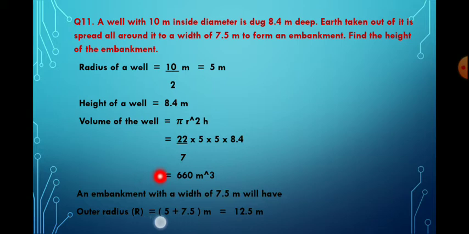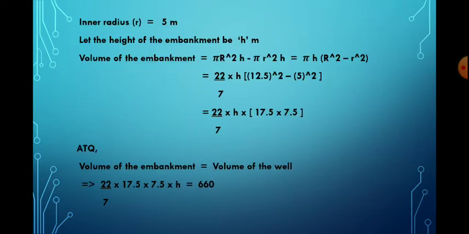An embankment with a width of 7.5 meter will have outer radius, that is capital R. So 5 is the radius plus width, that is 5 plus 7.5, which is 12.5 meter. The inner radius will be 5 meter, but we are representing the inner radius with small r. So let the height of the embankment be h meter. So volume of the embankment is equal to pi capital R square h minus pi small r square h, which is equal to pi h common. We can take pi h common, and inside we can write capital R square minus small r square.